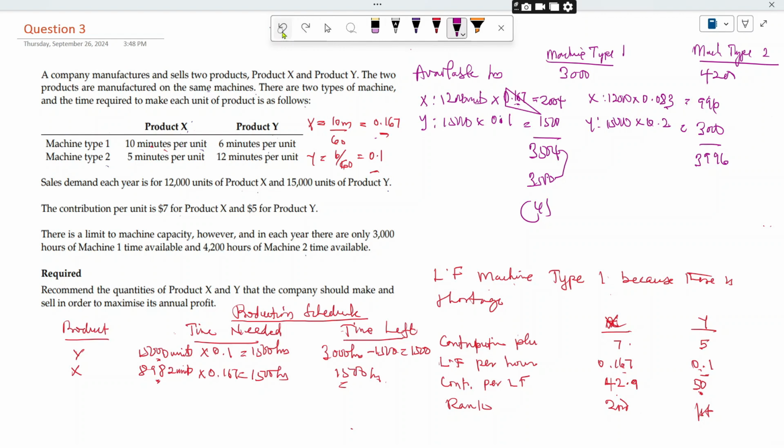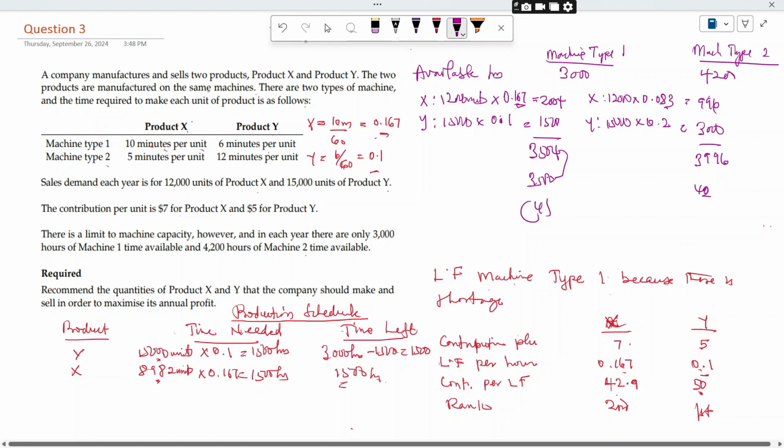That is as a result of these decimal places, and so you take note. This is the second approach you can use, and you follow it with the contribution per unit and the production schedule.